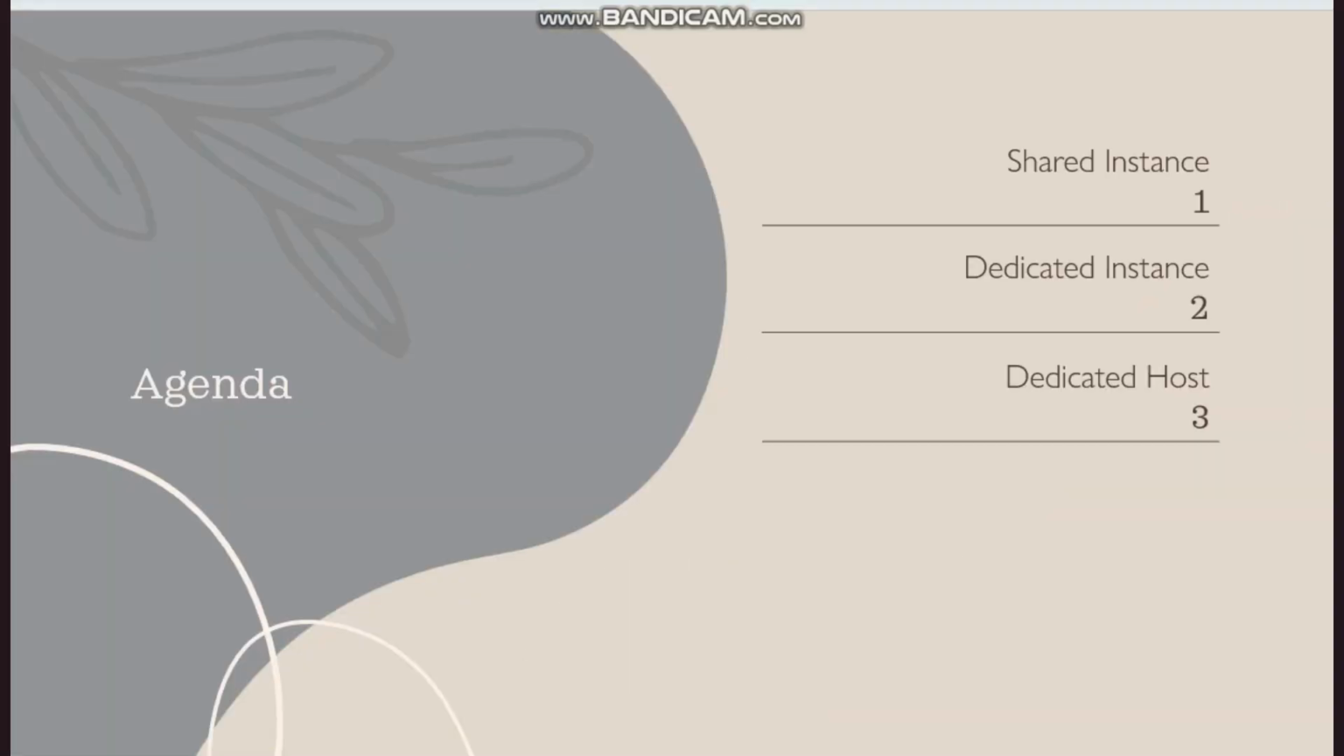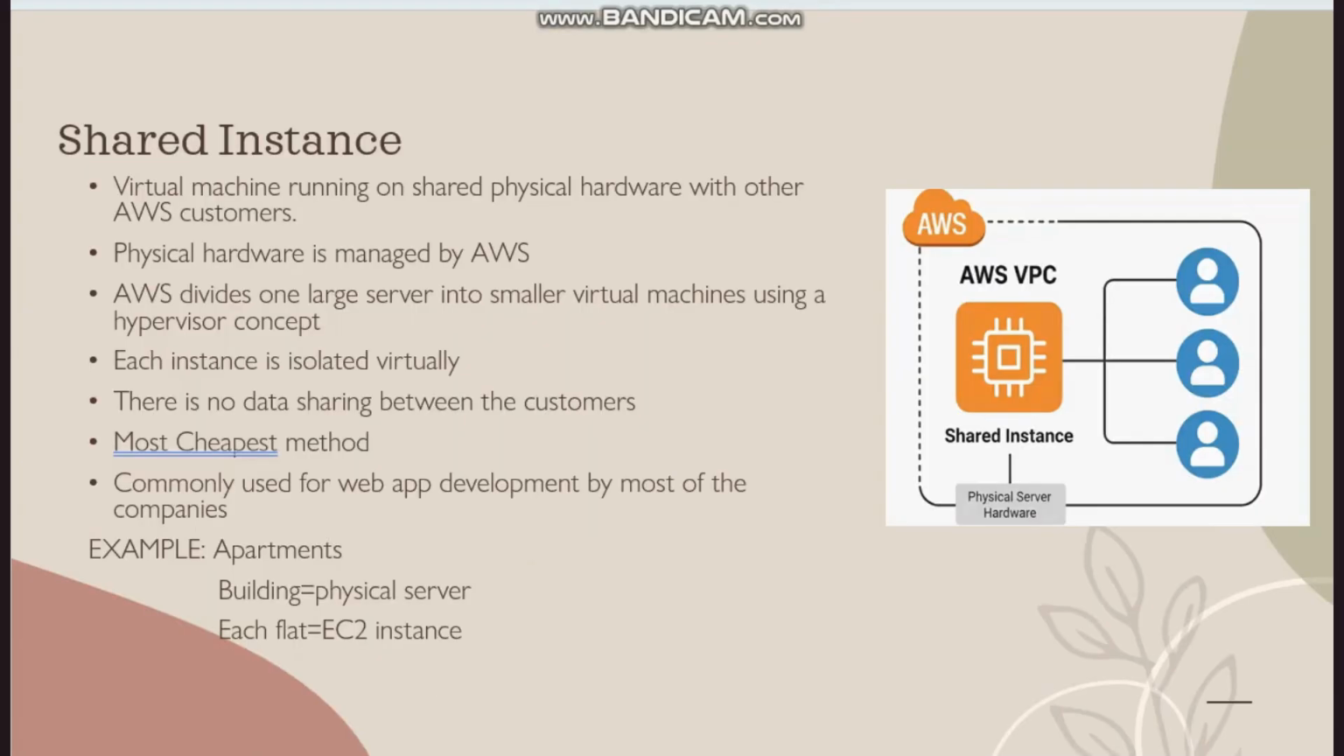Instance. We are going to see what is shared instance, dedicated instance, and dedicated host. Shared instance. In shared instance, multiple accounts' instances are running on a single physical hardware in AWS in a shared way. That's why it's called shared instance. In shared instance, the physical hardware is managed by AWS.